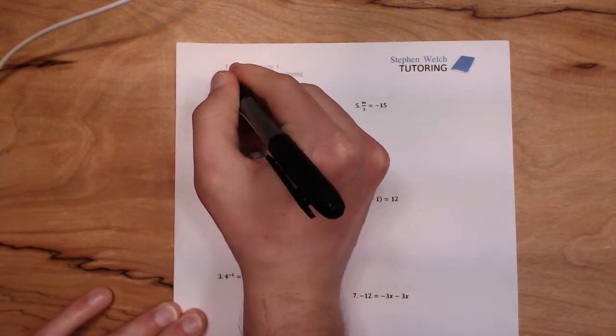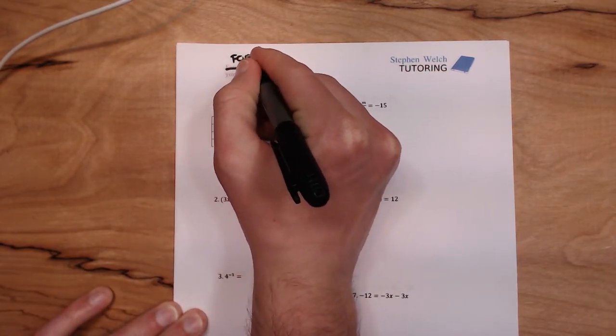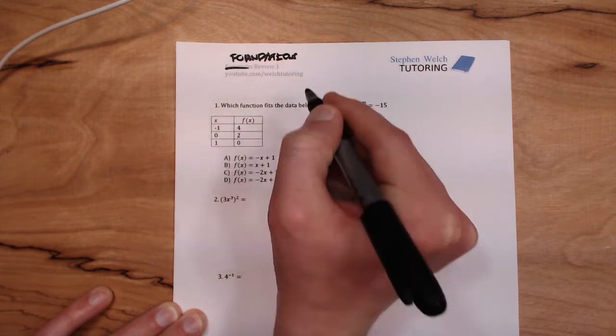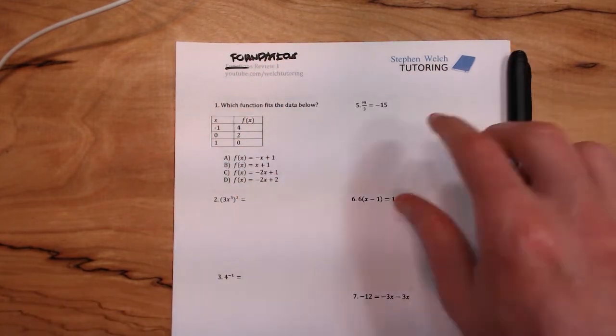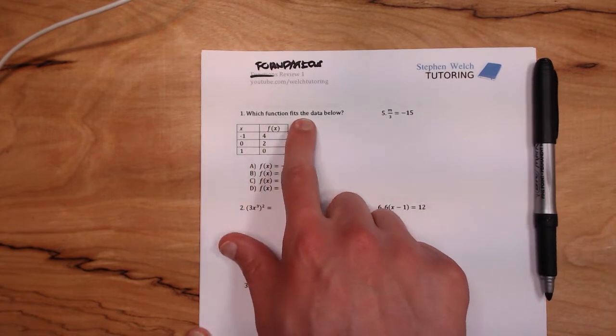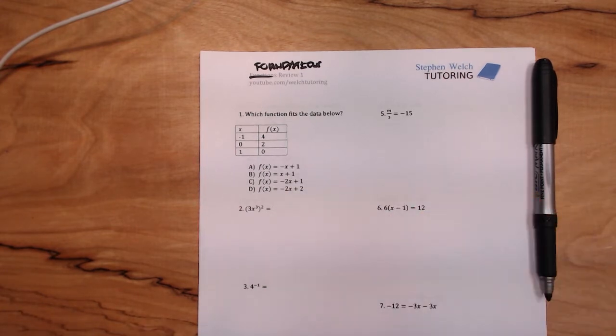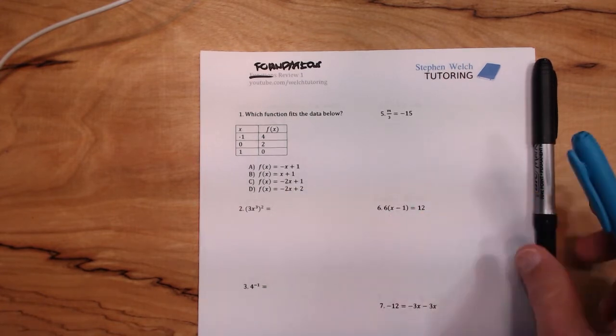All right, this is Foundations Review 1. Foundations Review Sheet 1. Our first question says, which function fits the data below? What I want you to do on these problems is actually test our different function options and see which one works.